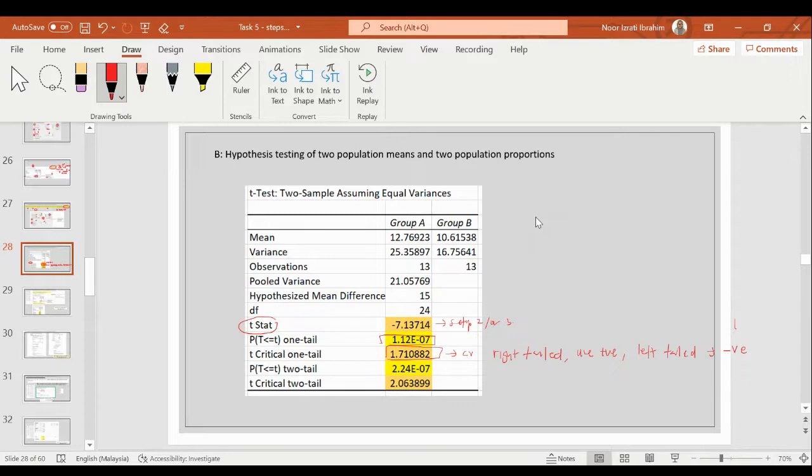And if you have a two tail test, the p-value is this, and the t-critical, the CV, is this. Make it plus minus this value. So what does E mean here? This means it is 1.12 multiplied by 10 to the power of negative 7. E means times 10 to the power of. That's what E means.